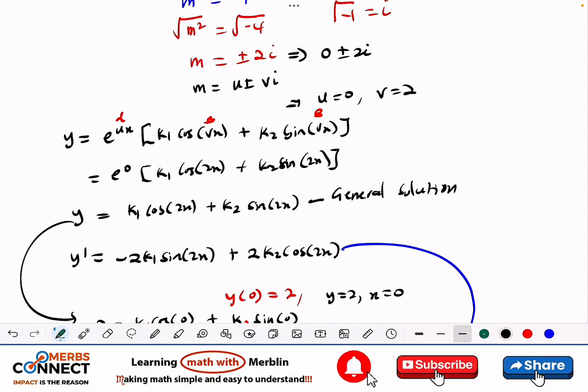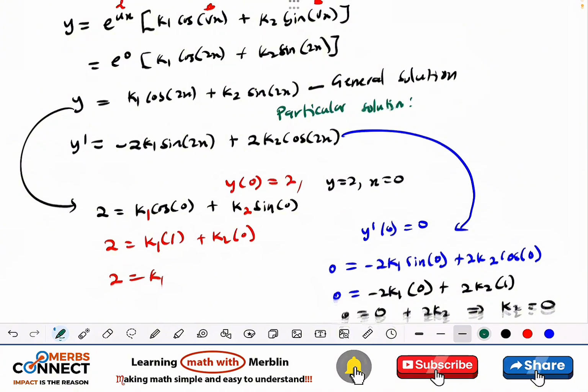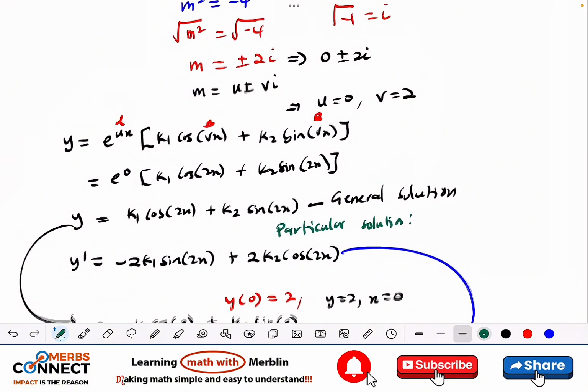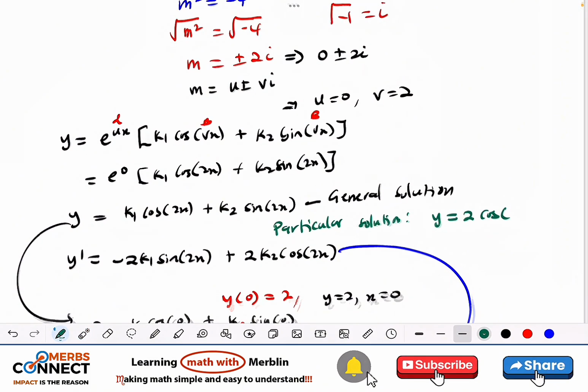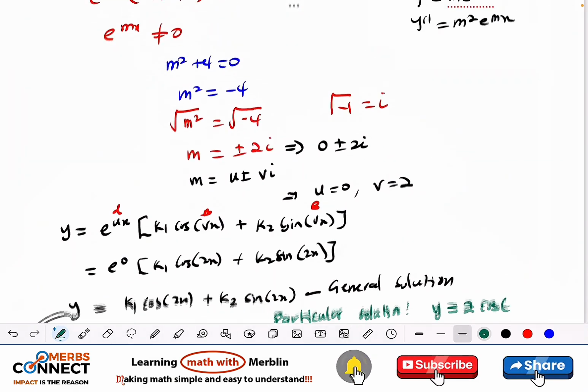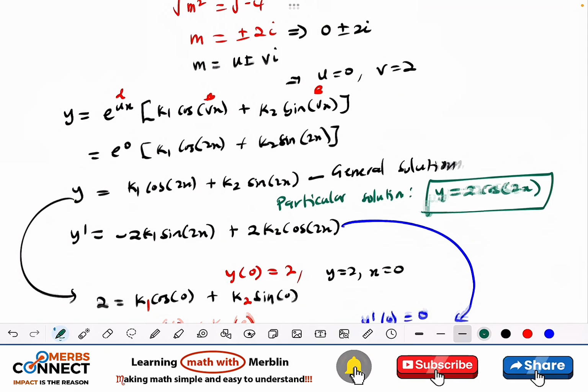Let me just squeeze the particular solution here. The particular solution is going to be, now k2 is 0. We just have k1, which is 2. So the k2 term goes to 0 and it will be left with this. So y is equal to 2 cos 2x. This will be the particular solution.